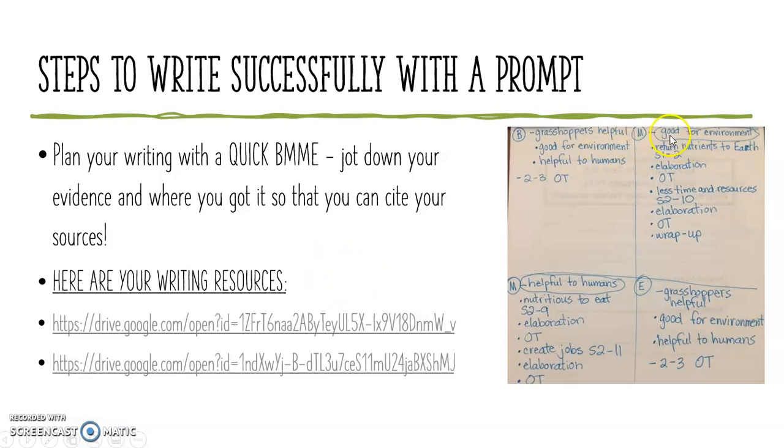All right, so my plan: I put my two main ideas in the middle and I've circled them so you could see. I put my text evidence so that you can see. So look, for "good for the environment": return nutrients to the earth, less time and resources. I listed where I got them from. Then elaboration and OT. Don't forget that elaboration. That was something we were working on before we left for spring break. Elaboration: why did you choose that piece of text evidence? Why is that text evidence important? Then go on and give me your OT. And then, of course, my wrap up.